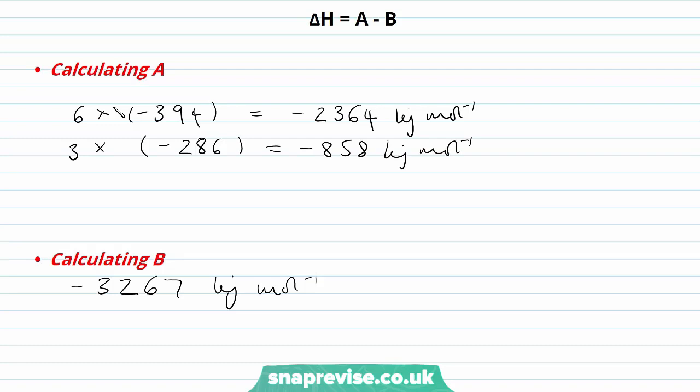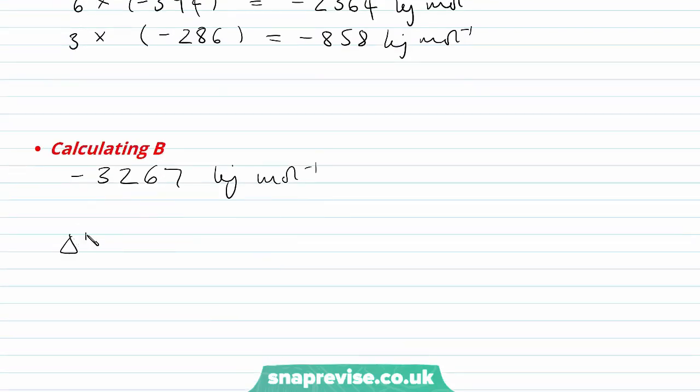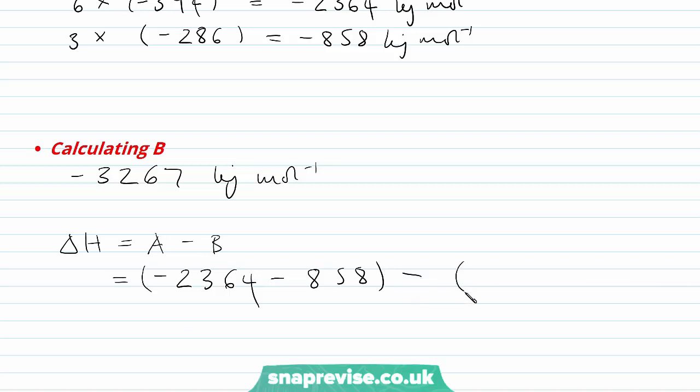So now I've calculated A and B, we can substitute these values into our equation that delta H is equal to A minus B. So delta H is equal to A minus B. So that's minus 2,364 minus 858, that's our term for A, minus 3,267, that's our term for B, to give us a total enthalpy change of plus 45 kilojoules per mole.